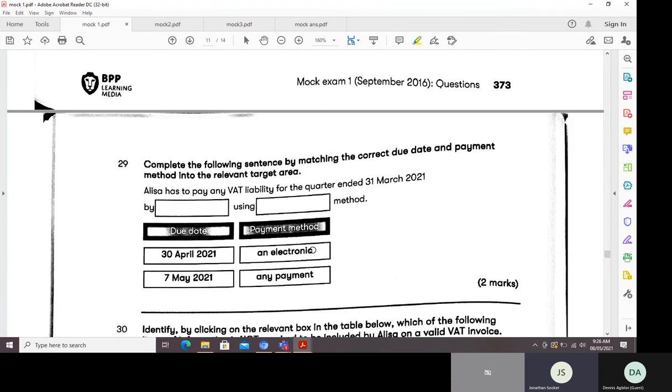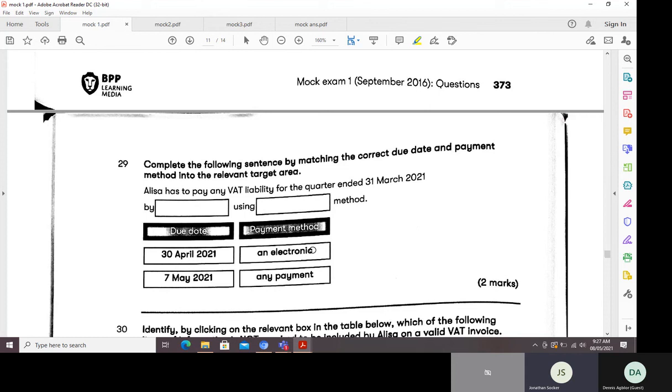Number 29. You have to complete the following sentence by matching the correct due date and payment method into the relevant target area. And here we're told that Anissa had to pay any VAT liability for the quarter ended March 2021 by, so we want to know by what date are we supposed to pay our VAT liability and by what method.